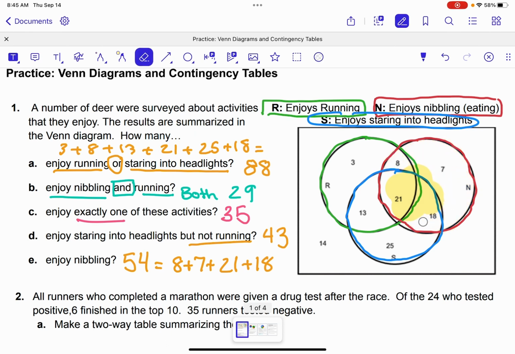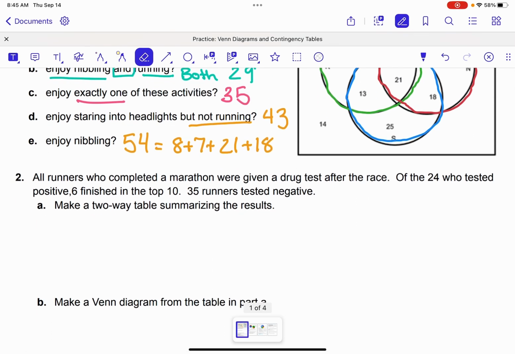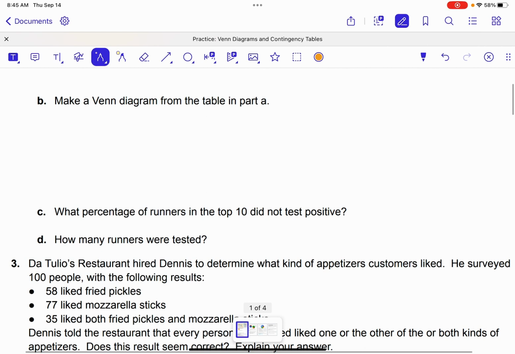We want to be sure that we can pick out these numbers, because when we get to probabilities, it's going to become important that we can find the number so we can correctly set up our probability problems. All right, so the next problem, we're actually going to do two things. We're going to make a contingency table, also known as a two-way table. So when it says make a two-way table, it's just another way of asking for a contingency table. Summarizing some results, and then we're going to make a Venn diagram, and then we're going to answer some questions.